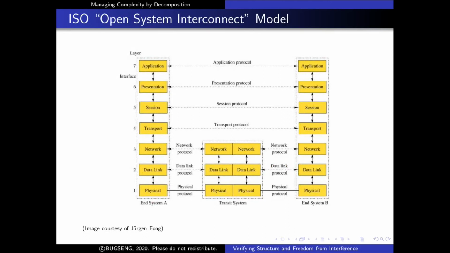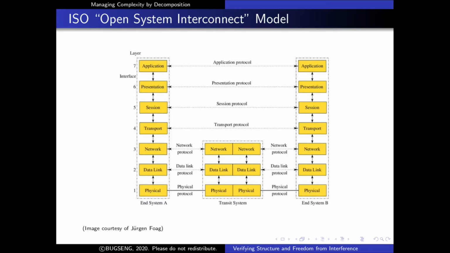Let us start with a simple example that everybody knows. It's the Open Systems Interconnection model for network applications. So everybody knows there are 7 layers. So in the complete picture, we have the application layer, presentation layer, session, transport, network, data link, and the physical layer. And this is the structure of the so-called OSI model.